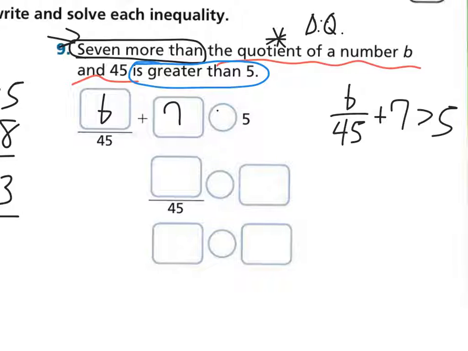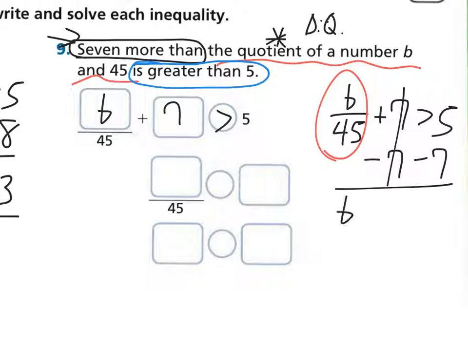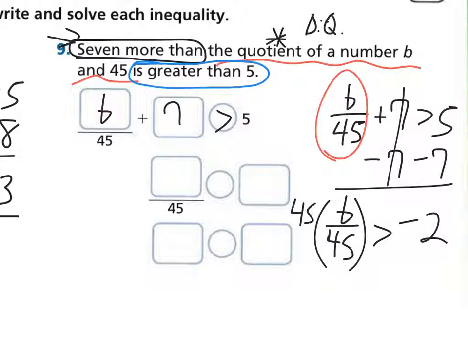Again, yes, we could fill in the blanks here. And then to solve that, we're going to try to get that variable term by itself first. They're adding 7, so we can subtract 7 on both sides of the inequality. When you do that, 5 minus 7, if you have $5, you spend $7, you're going to owe somebody $2. And then you can say they're dividing, so we can multiply both sides of the inequality by 45.